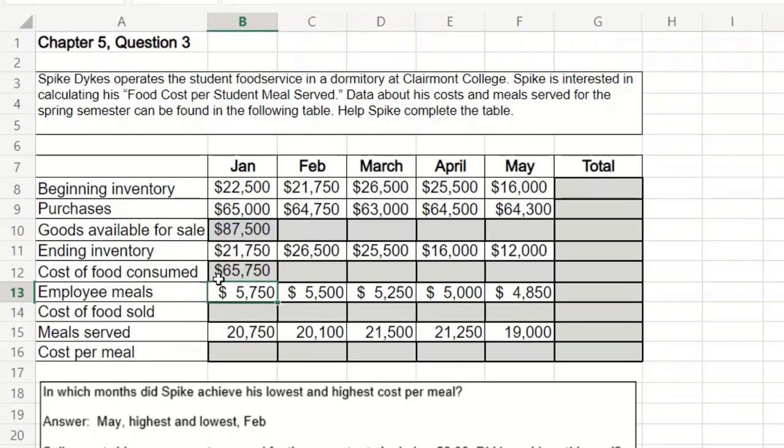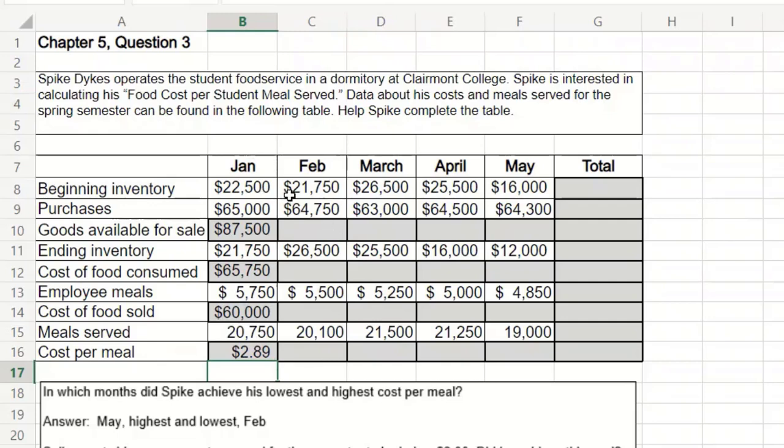So we had $65,750 in food that was consumed. Now if we take out our employee meals, we're going to take our cost of food consumed, we're going to subtract out our employee meals, and we get a cost of food sold of $60,000. Now we know we served 20,750 meals. So if we want to get our cost per meal, we'll take our cost of food sold and we're going to divide that by the meals served. So $2.89 per meal.